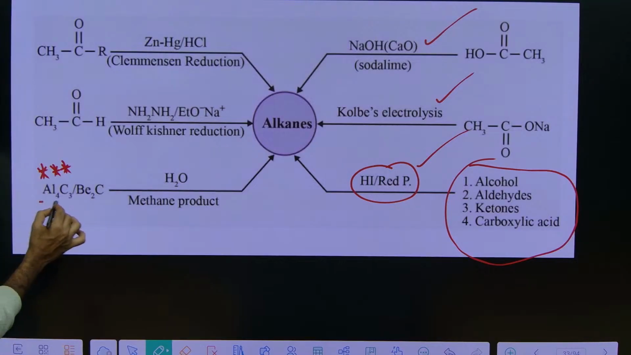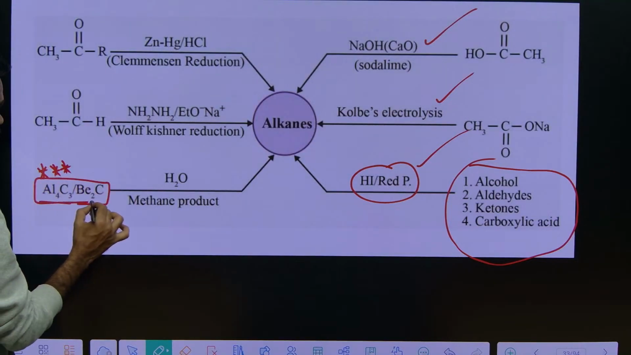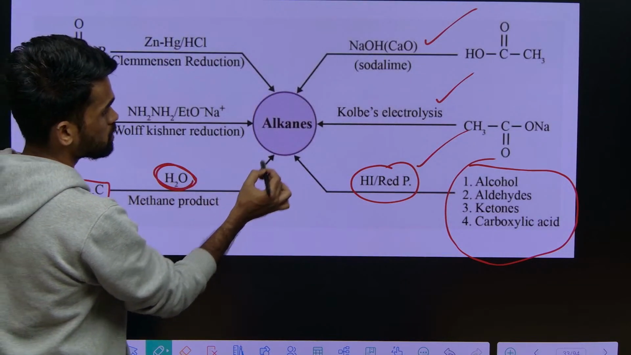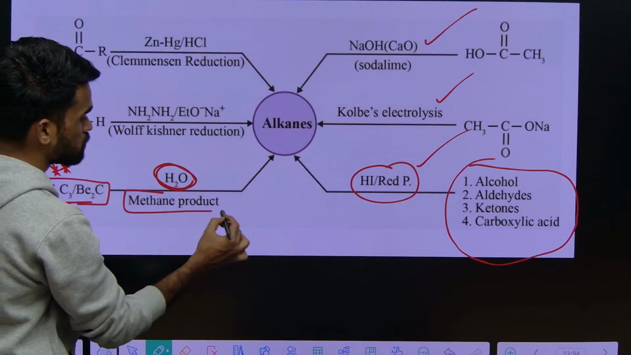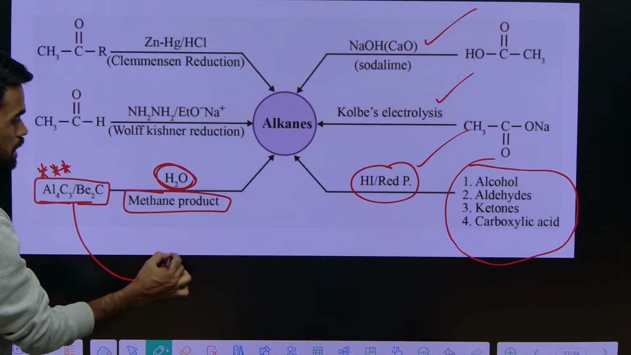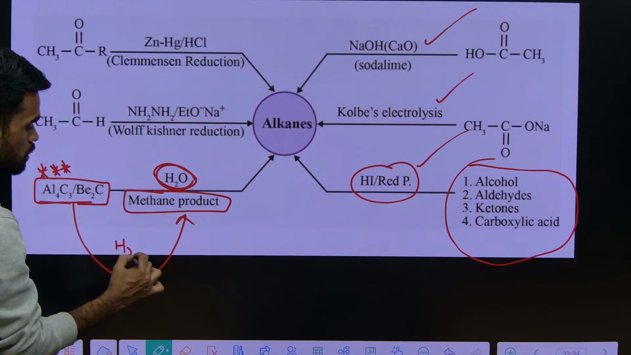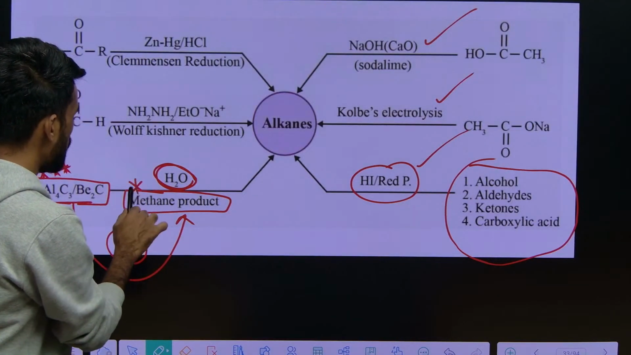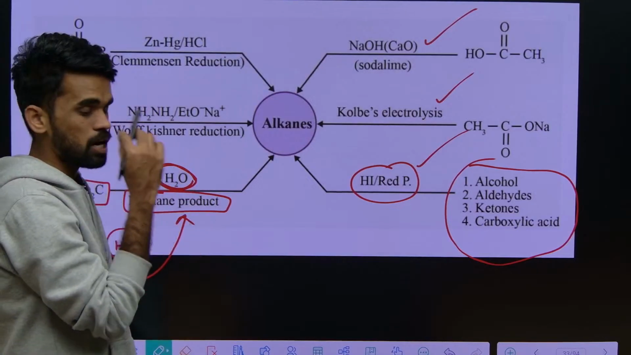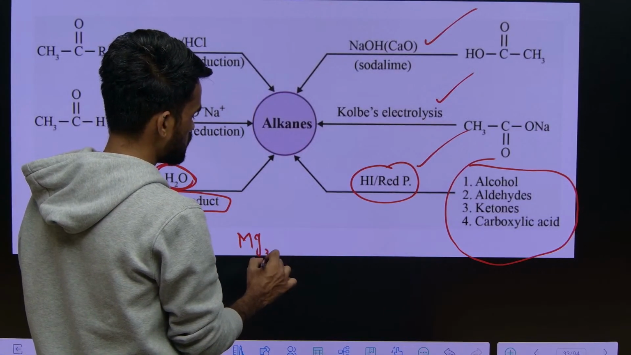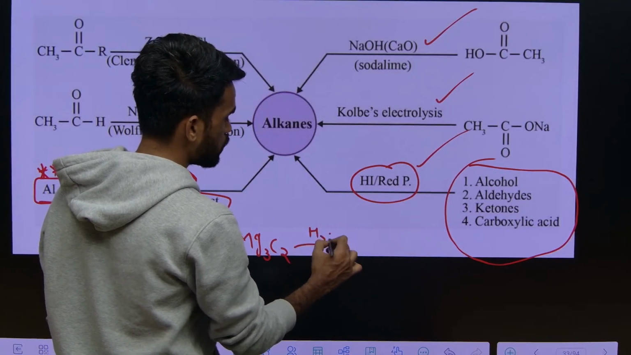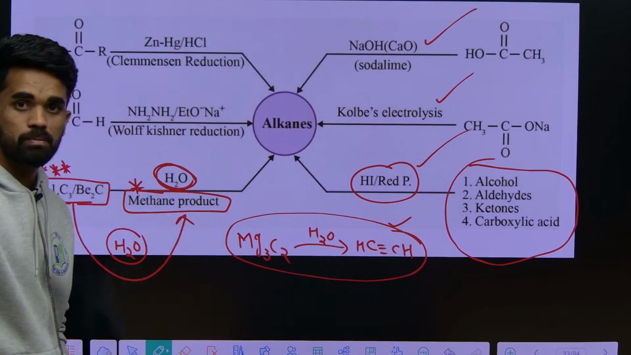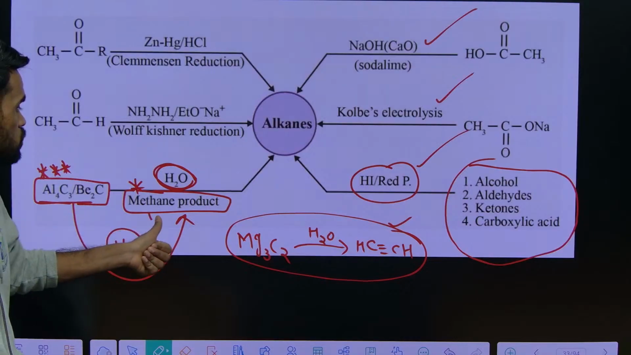See, aluminium carbide and beryllium carbide, upon hydrolysis, give alkane. Particularly the product formed is methane. From where? Aluminium carbide and beryllium carbide upon hydrolysis produce methane gas. This point is very, very important. And if I use magnesium carbide, Mg3C2, upon hydrolysis it produces acetylene gas. Remember these 2 points. Acetylene gas is produced with magnesium carbide, whereas aluminium carbide and beryllium carbide produce methane gas.